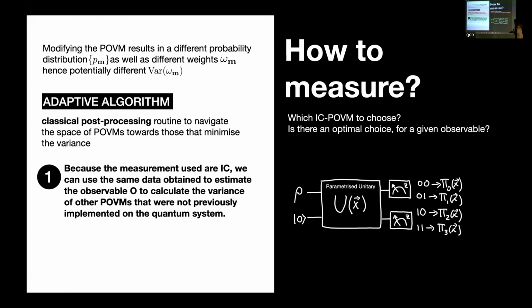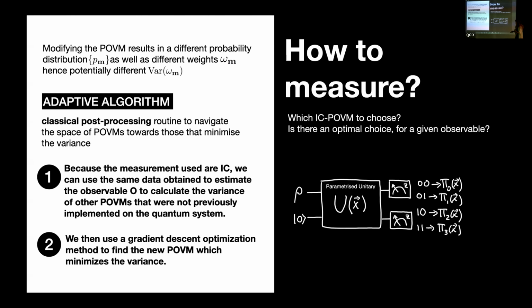And the way in which you do this is because the measurements you do are informationally complete, so you can use the same data that you use to estimate the mean value of the observable to calculate the variance of other measurements that you have not yet implemented. You have a way of estimating that, because you are using informationally complete data. You can estimate anything in principle. So you estimate this variance, and then you use a gradient descent optimization method to choose which other measurement has the lowest variance. And so in the second step you implement a new measurement which is better for the estimate of the given observable. So this is an adaptive strategy which allows you to change on the fly the measurement you perform in order to minimize the total error.